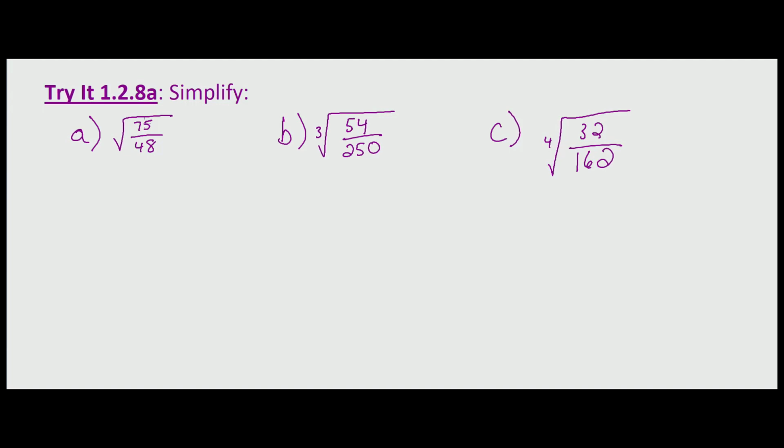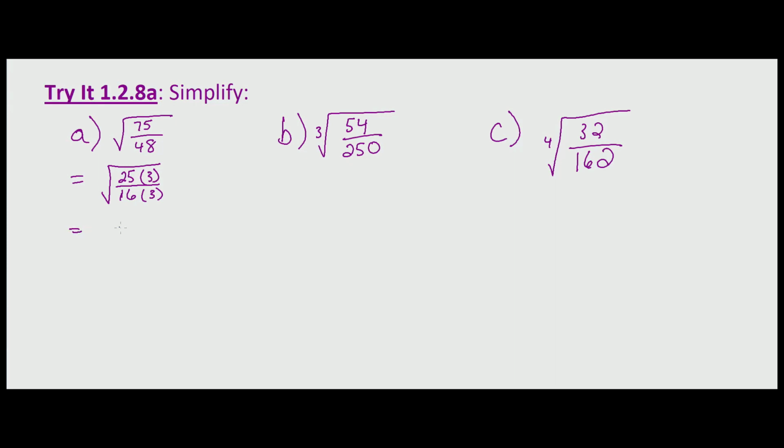But let's simplify, if we can, what's under the radical first. Why make it more complicated on ourselves if we don't need to? We should recognize that 75 divided by 3 is 25, so this is 25 times 3. We should recognize that 48 is 16 times 3.